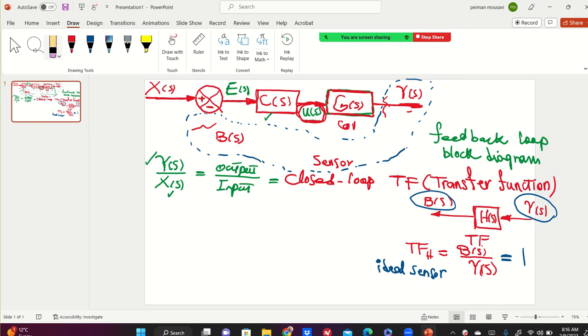And that's why, for simplicity, for now, if that's the case, the output to the input, here we go, like that. See what I've done? Because it doesn't change anything. It's 1. Your Y of S is B of S. So that's it. We got it?